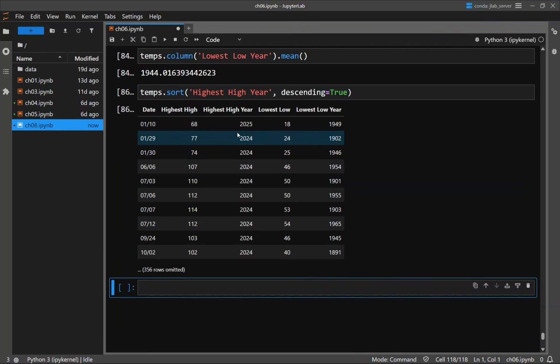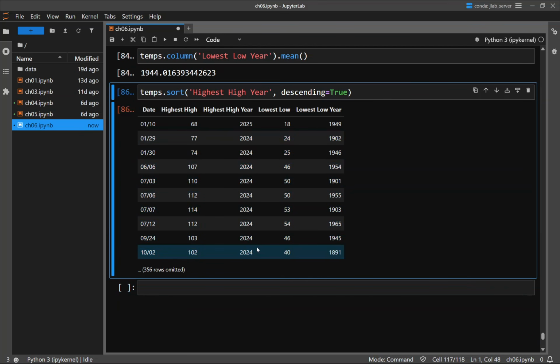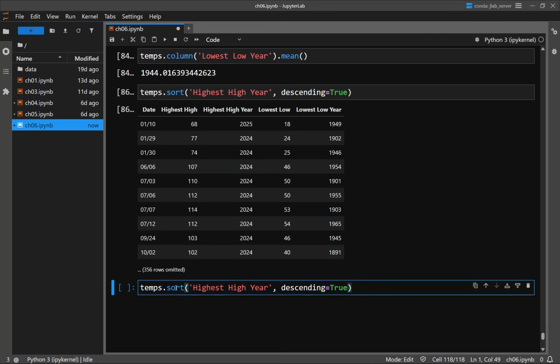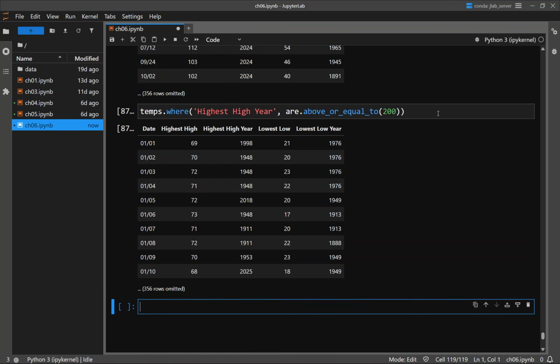And we can see okay, yeah, 2024 is a very hot year for us. There's all those records, and I'll only have to update this eventually because I'm sure we probably broke at least one record this year. But there's that. We can ask the question of how many records were broken for highest high in the year 2000 or later. That's the kind of question we could ask. So give me the temps where the highest high year values are above or equal to 2000, set in the millennium or later. Here they all are.